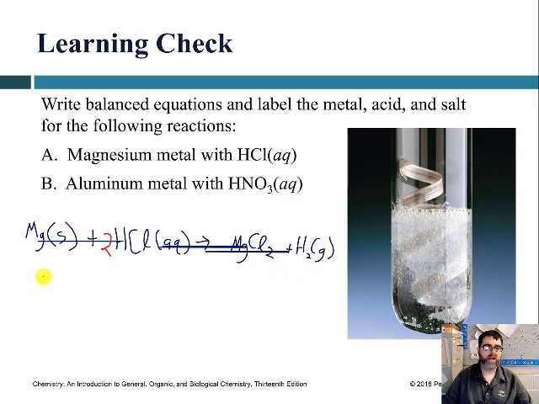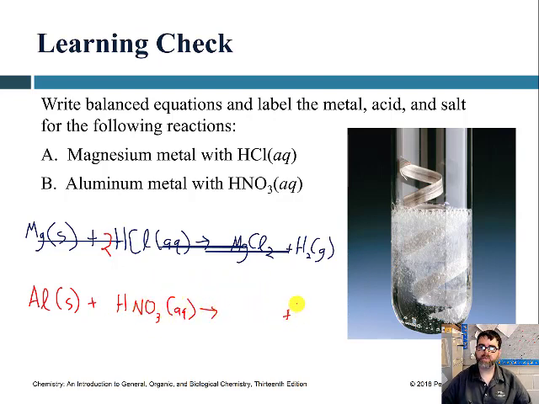So for our next one, we have aluminum metal, aluminum solid, plus nitric acid, so we have HNO3, yields, again, we're going to end up with hydrogen gas, so I'm going to put that one out here at the end. Maybe I should have left myself a little bit of space there in case we need a coefficient, but we'll squeeze it in there.